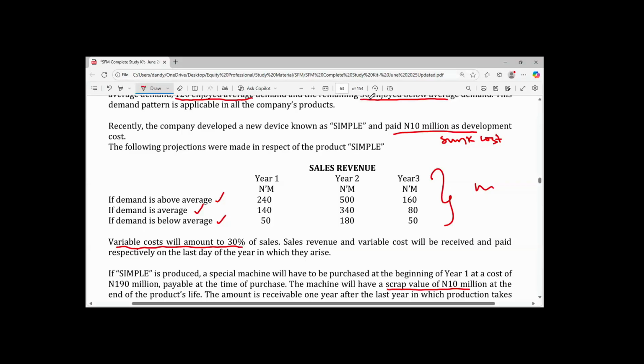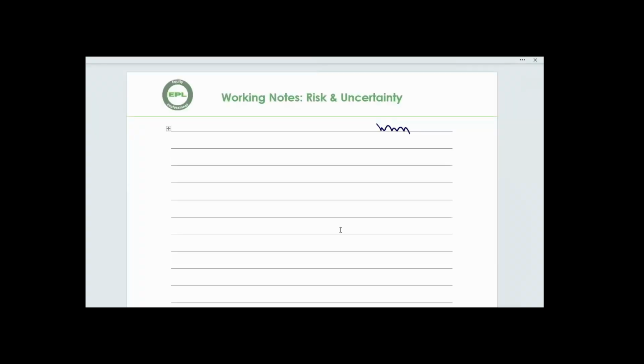Let me stop sharing. Let me share the working notes. Okay. Solution. This is the solution to illustration number 1, page 62.